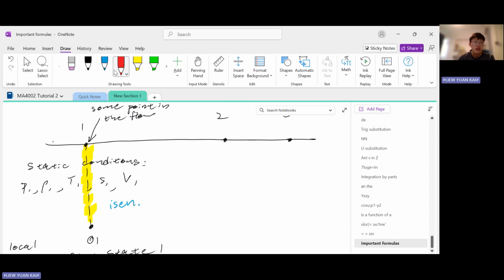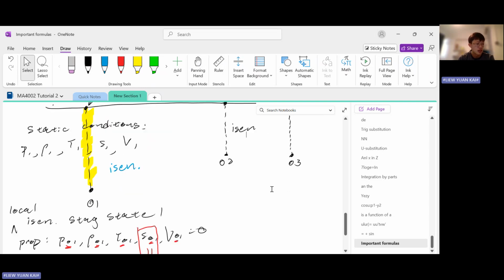Okay, likewise, you can do the same thing for point 2 and point 3, right? You can use an isentropic process and then bring it to its corresponding stagnation state. And likewise for 3, you can use an isentropic process and bring it to its corresponding stagnation state. Okay, so yeah, every point in a compressible flow can be brought to its corresponding stagnation state.